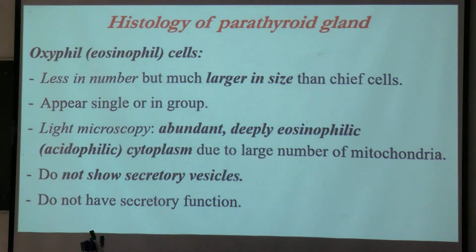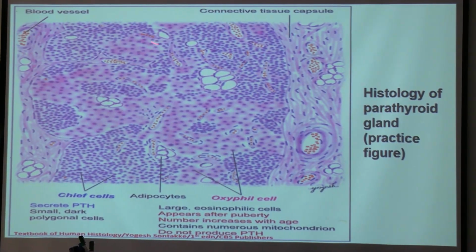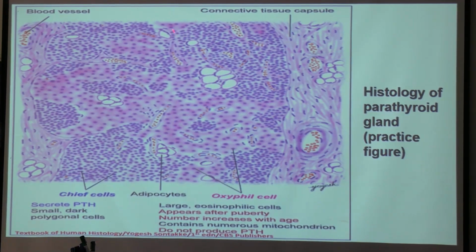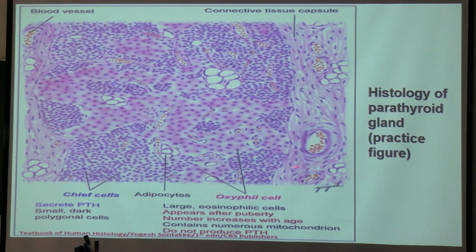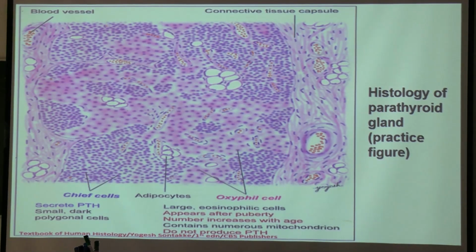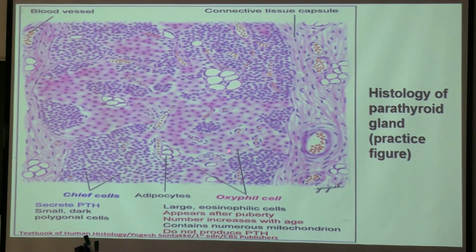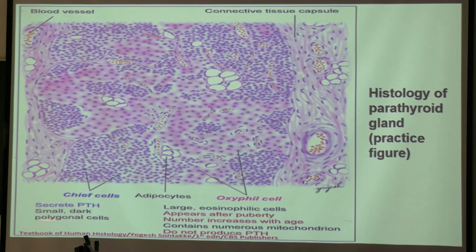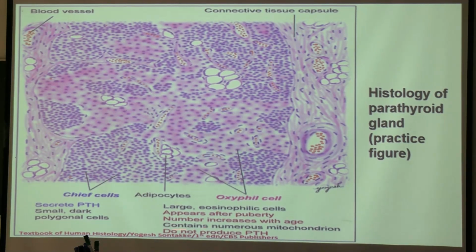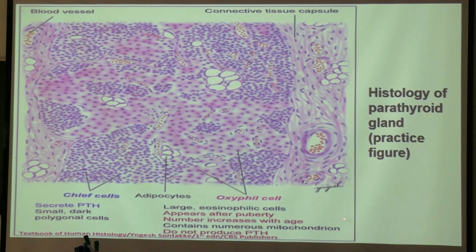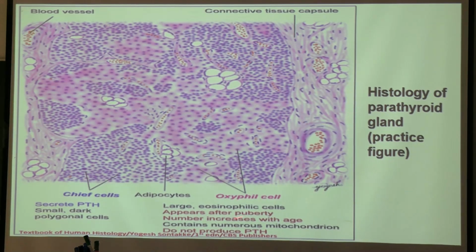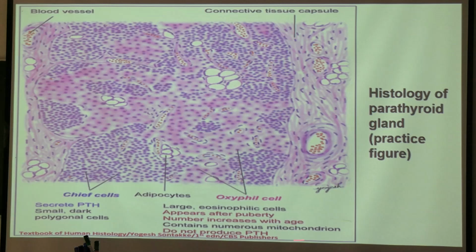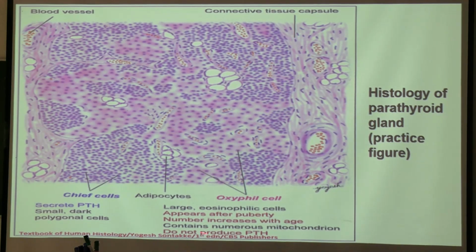So chief cells are the main cells of the parathyroid gland, helping in secretion of parathormone. See, this is the histology of the parathyroid gland. So these violet colored cells, these are the chief cells. Okay, they secrete parathormone, and you can see chief cells are more numerous than the acidophilic, these oxyphil cells. The pink ones are the oxyphil cells. Okay, so chief cells secrete parathormone, small dark polygonal cells, and oxyphil cells are large eosinophilic cells, appear after puberty, and number increases with age, contain numerous mitochondria and do not produce any parathormone.